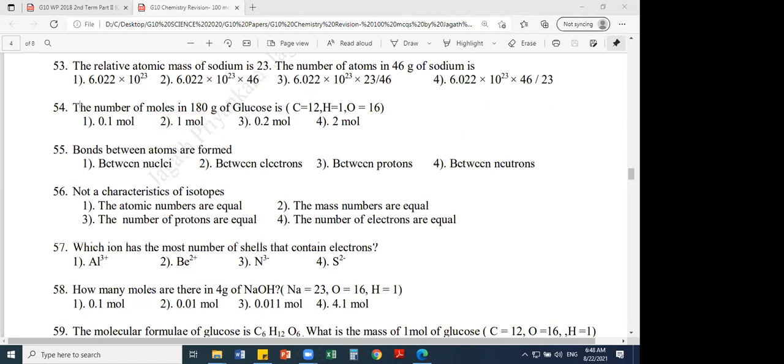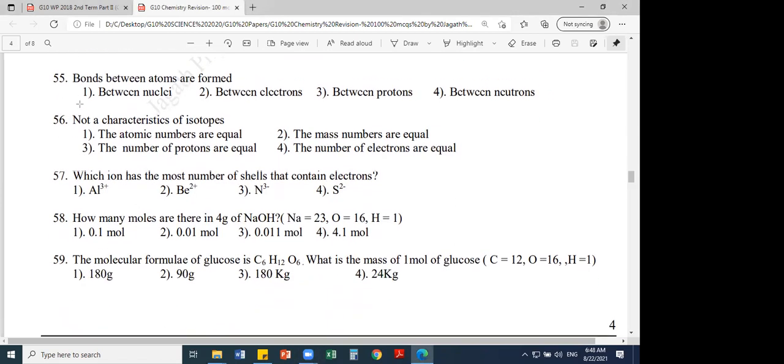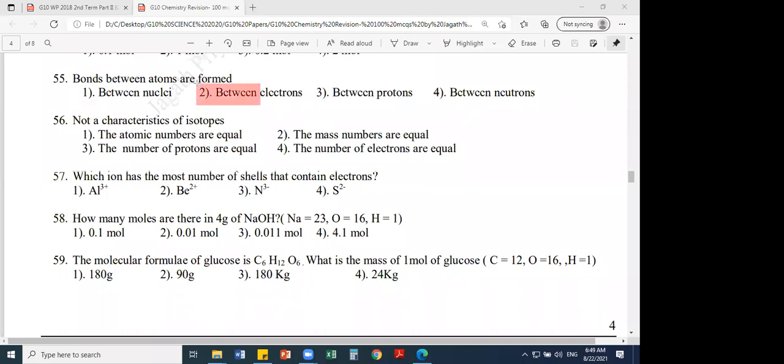Now next one, question number 55. Who can give me the answer? Second answer. Between electrons. Very good. Answer is second.